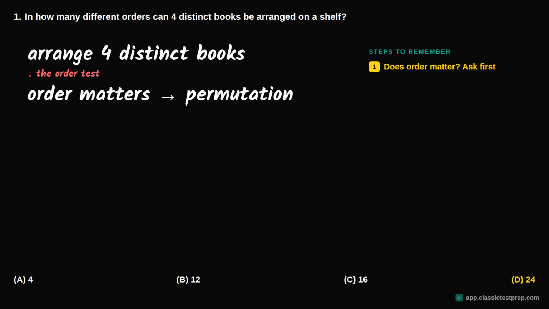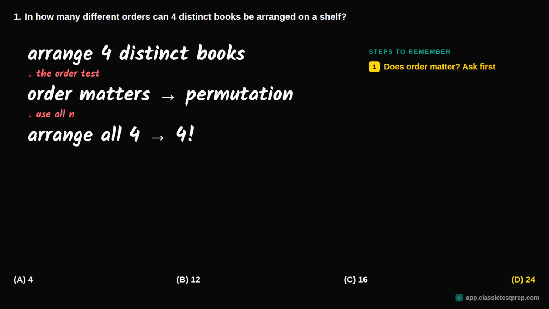But this is a permutation question, so the answer is just 4 factorial because we do 4 times 3 times 2 times 1. That's 24. So the answer is D. Now that's answer choice D in the free Permutations and Combinations study guide at classictestprep.com.